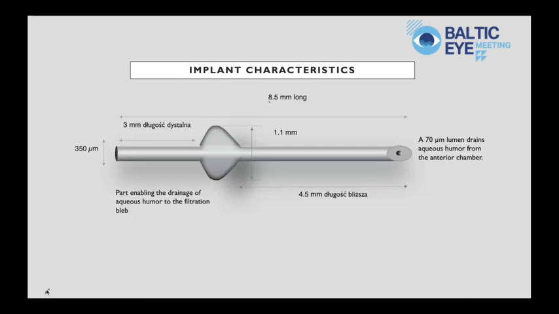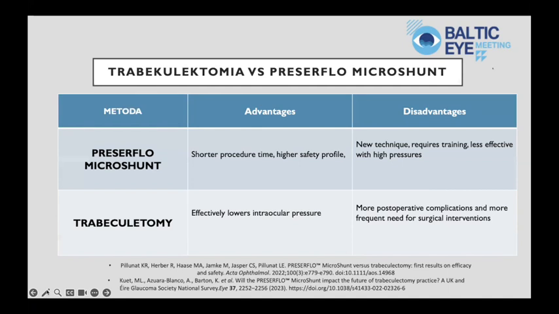The device is 8.5 millimeters long. It has two ends. The distal end drains the aqueous humor. It's 70 micrometers, and the substance of which it is made, SIBS, prevents clotting. Not always, but it prevents clotting of the material inside the device. So I wanted to compare it to the trabeculectomy.